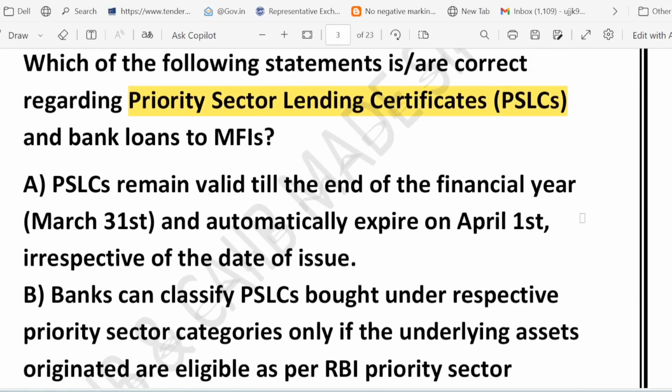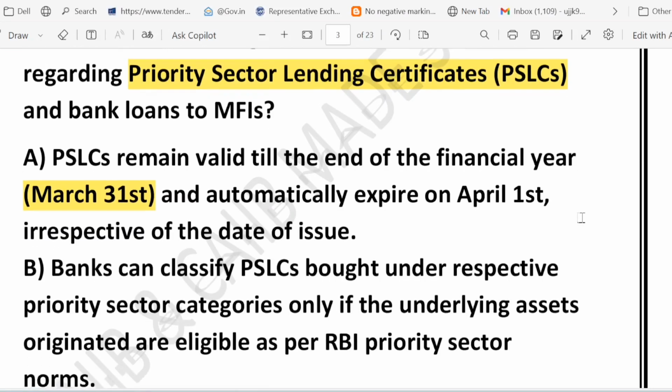Let's answer it. Let's look at option number A. Option number A is true. No matter when you buy the certificate, April, September, February, it will expire on 31st March. It will always expire on 31st March, no matter when you buy it. Suppose a bank buys PSLC in January. They can use them only till March 31st. On April 1st, they are gone, just like a movie ticket that expires after the show.